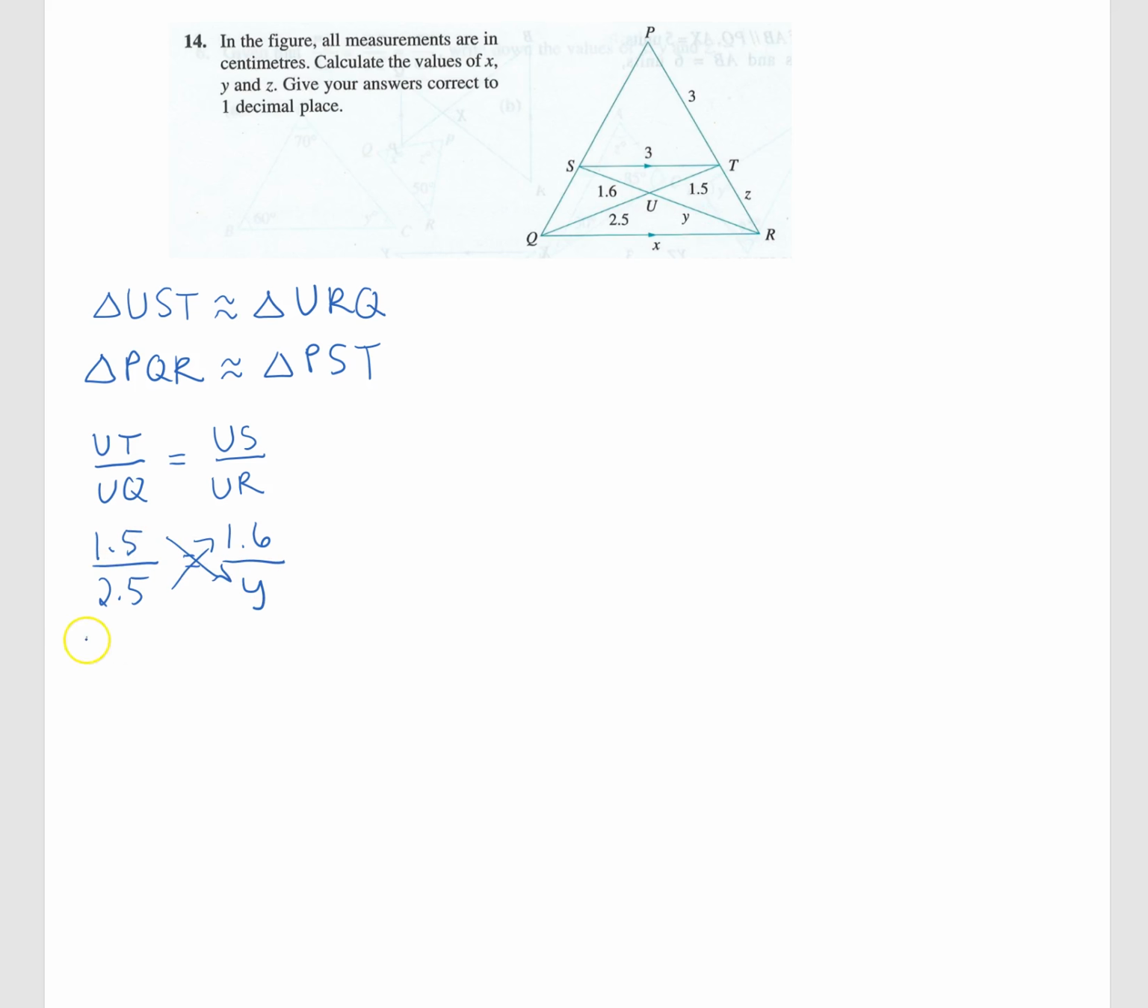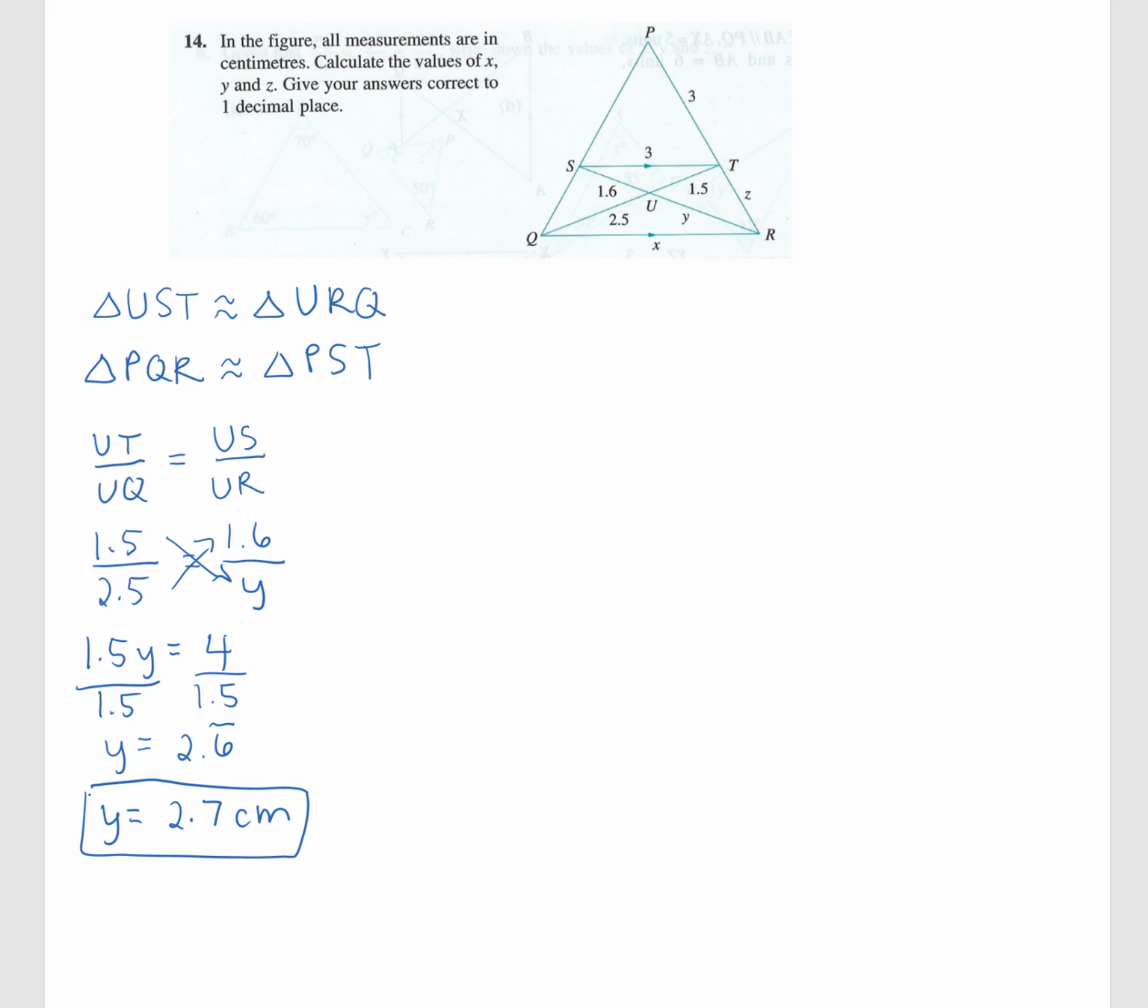So 1.5 times Y is 1.5Y. 2.5 times 1.6 is 4. Now I'm going to divide by 1.5 on both sides, and if you plug this into your calculator, Y ends up being 2.6 repeating. But the question asks us to give our answers correct to 1 decimal place. So we're going to say that Y is equal to 2.7 centimeters when we round. All right, let's find X now.